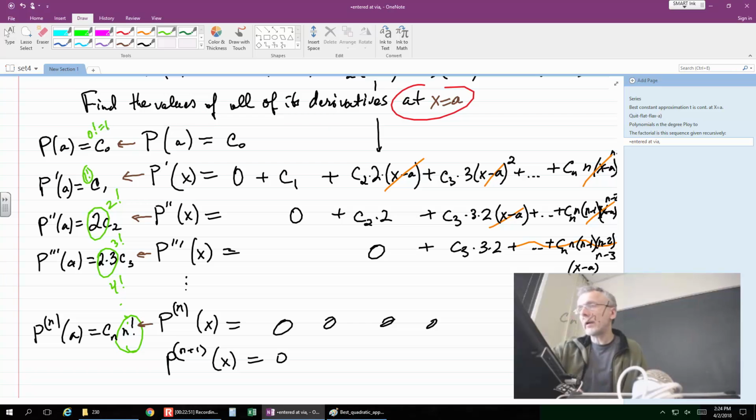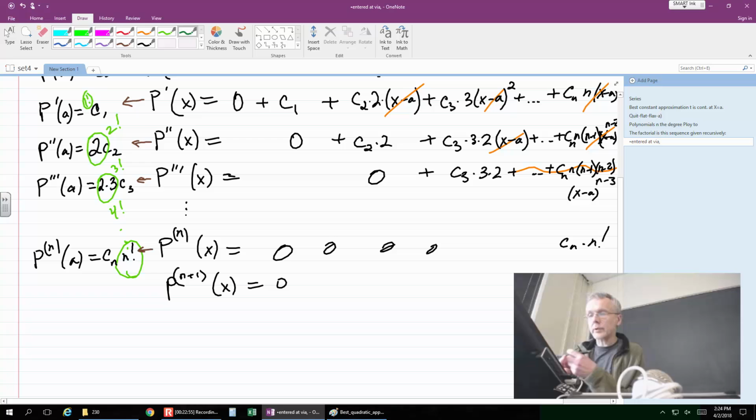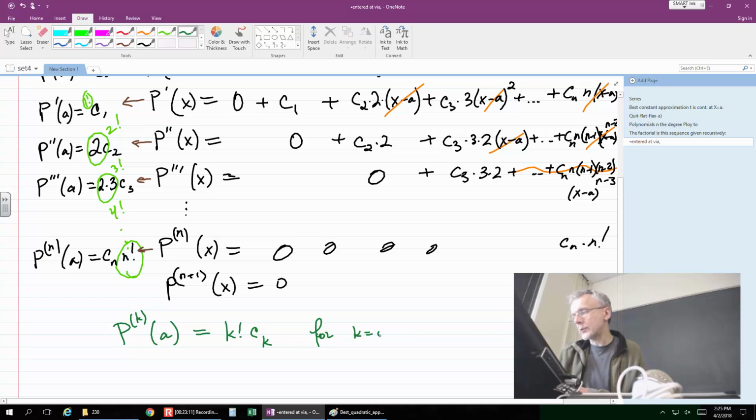So the formula then becomes: the k-th derivative of P at a is equal to k factorial times ck, for k running from 0 to n. Okay, so that's our theorem that we have proven.